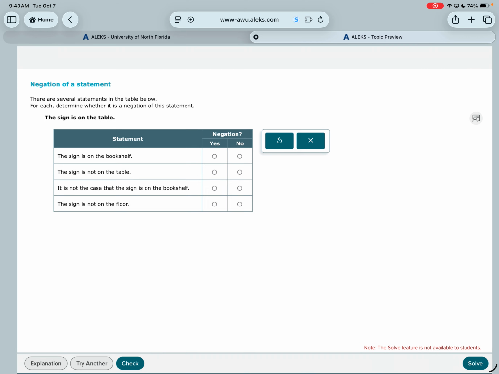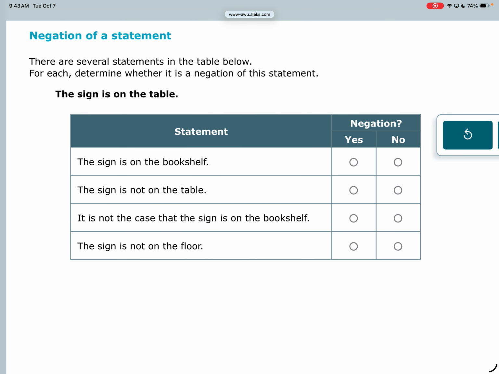This one right here, I'll just talk about this. I don't have to do this one. The sign is on the table. Okay, here's the one that messes with my brain. The first one: the sign is on the bookshelf. To me, these should be negations, because I know if the sign is on the table, and that's true, then this one's false, right? The sign is on the bookshelf would be false. And if the sign's not on the table, then this could be true, right?